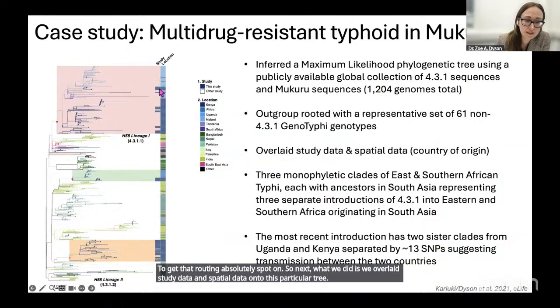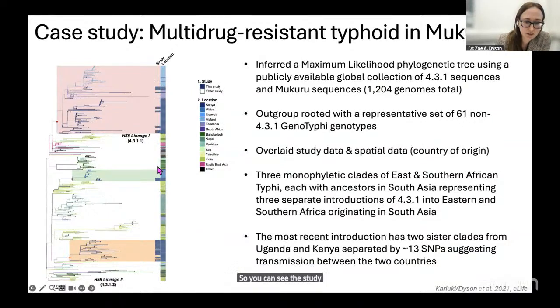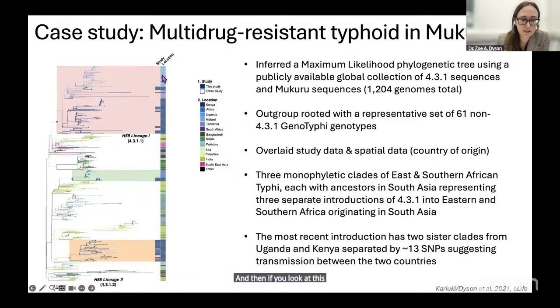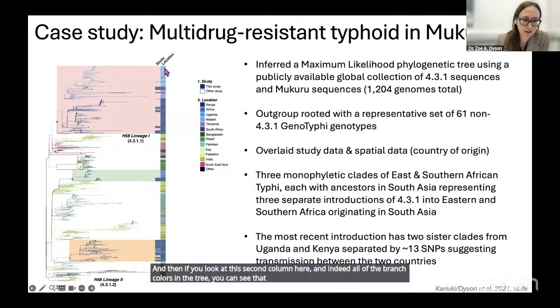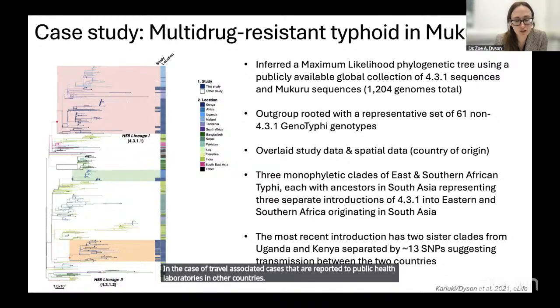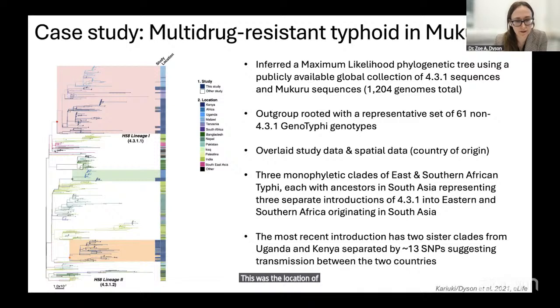So you can see the study column is just showing you, in these dark blue flecks, the data that came from Mukuru. And if you look at this second column here, and indeed all of the branch colours in the tree, you can see that we've represented the location where all these genome data were isolated from. Where the data were locally collected, this is the location they were collected from. In the case of travel-associated cases reported to public health laboratories in other countries, this was the location of travel where the individual picked up their infection.